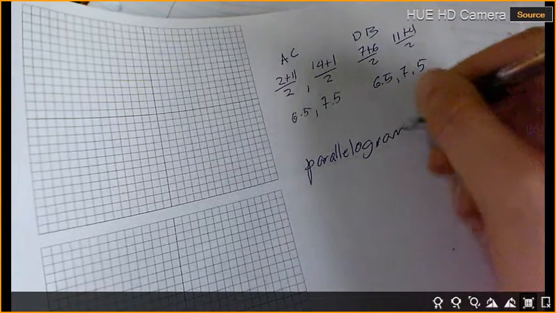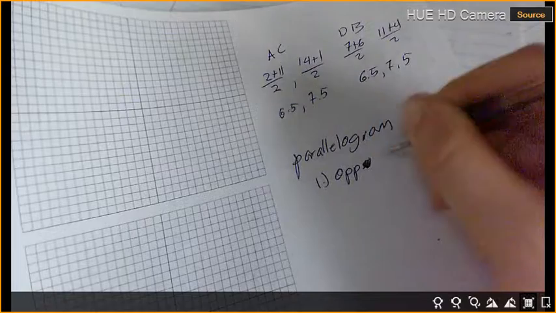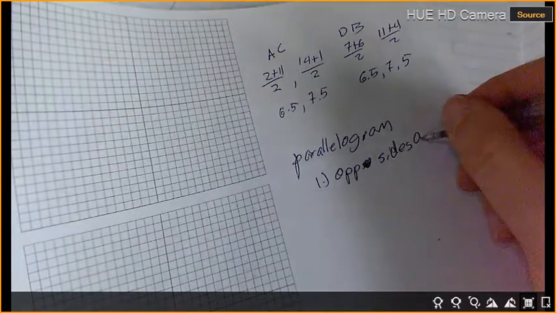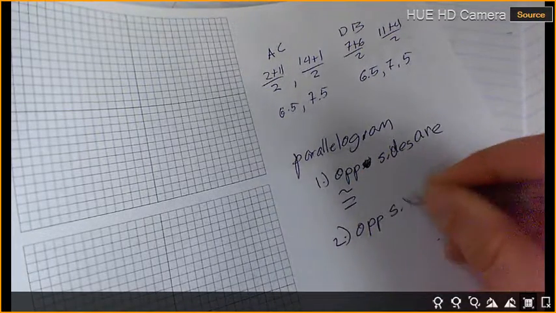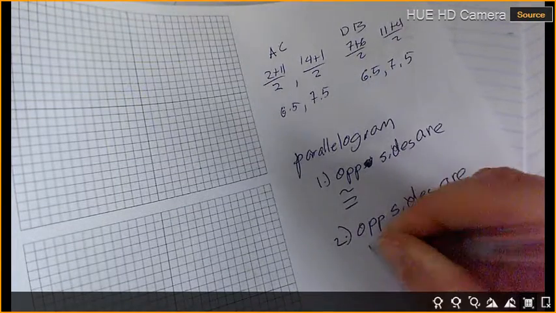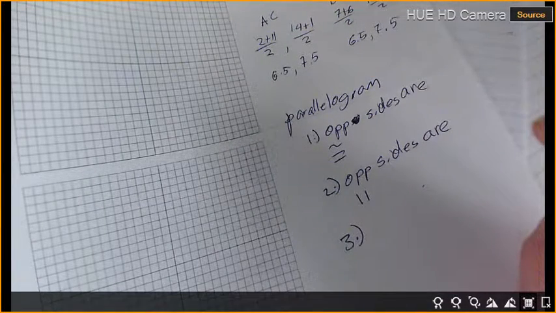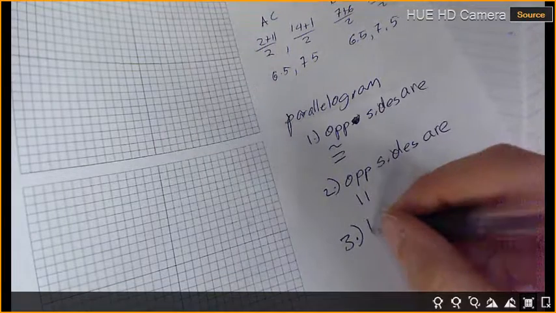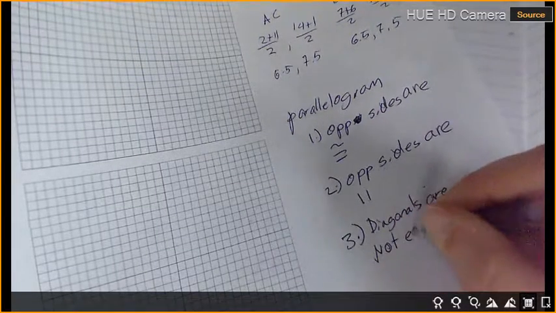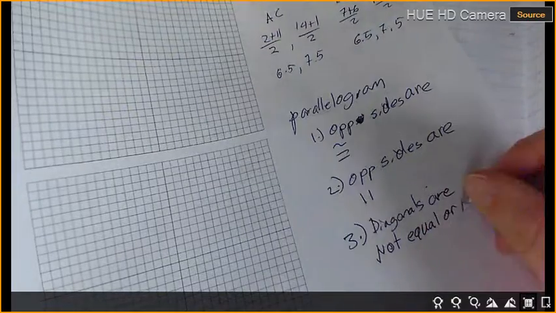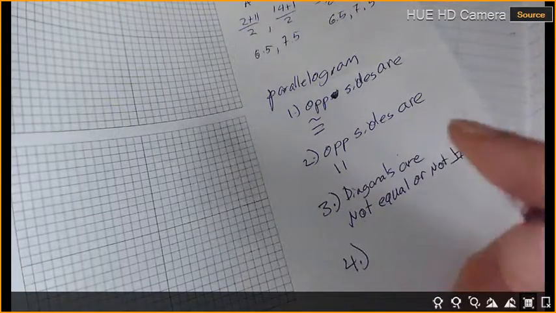Okay, let's list the reasons why. 1, opposite sides are what? Congruent. What else? Opposite sides are what? What else? Diagonals are not equal, or perpendicular, not perpendicular. What else do we know about the diagonals, though? What's the last thing we did? Diagonals bisect.